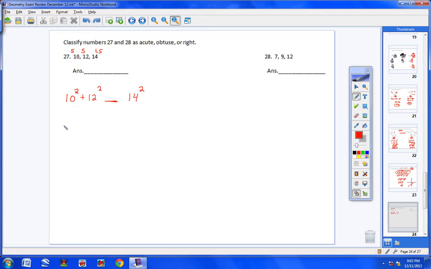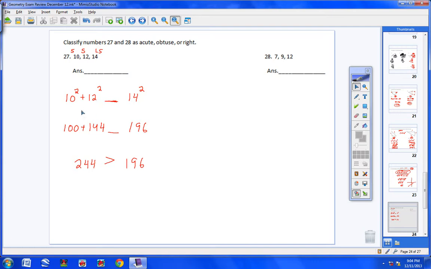Well, if you square 10, you get 100. If you square 12, you get 144. And of course, if you square 14, you're going to come up with 196. Put a little blank here. Add these 2 together, and we get 244 is blank when compared to 196. Well, of course, it's going to be greater than. And I probably should get rid of that blank now, or it's going to look like greater than or equal to. So I'm going to get rid of that blank. So there we go.